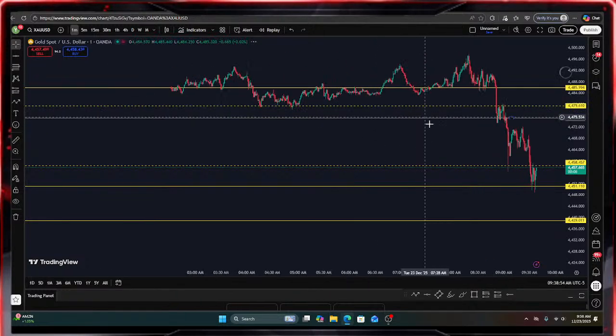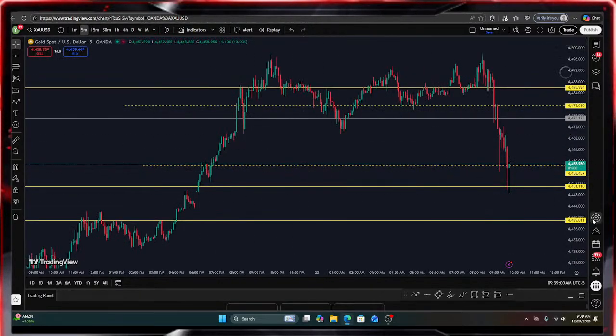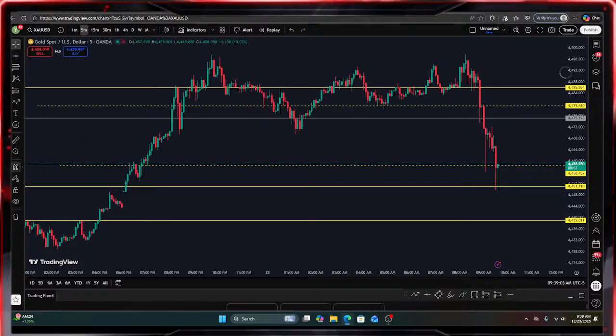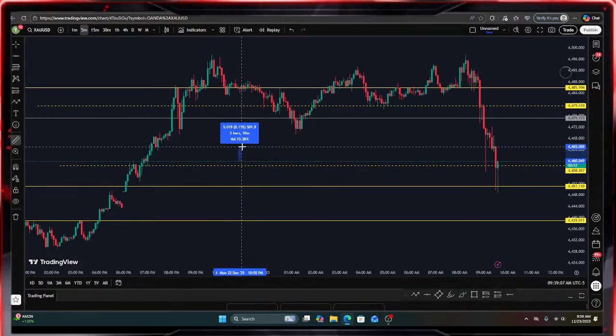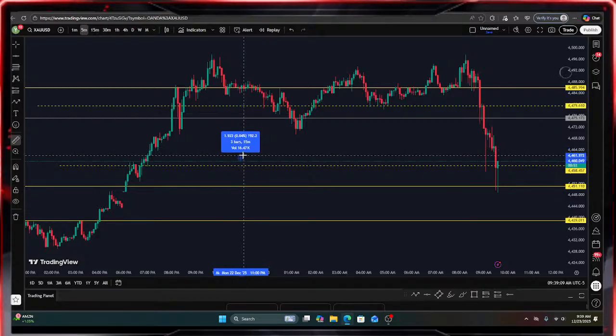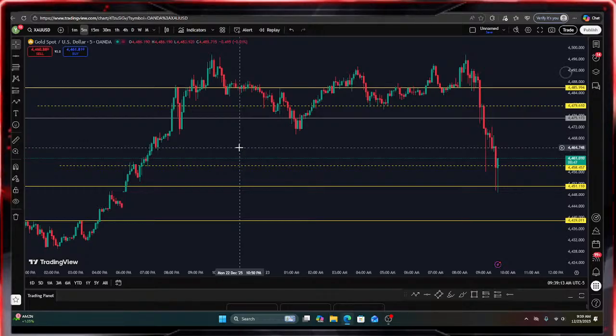Chat, I'm looking for some buys. I'm waiting for this candle to close above though. So if we get a closure above, we could look for some buys going up.